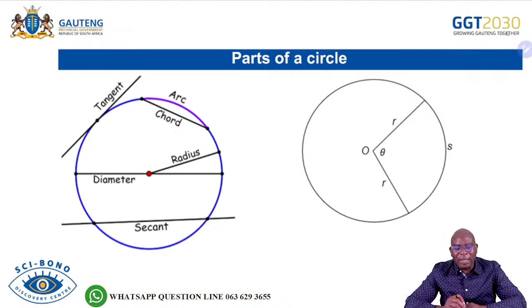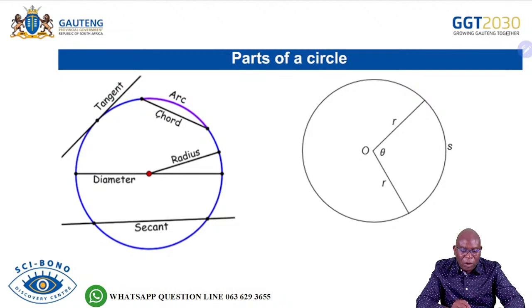So you need to understand what is a chord, where is the chord, how do we draw a chord, how do we look at a sector, what do I look at the segment, where do I get the segment, where do I get the sector, where do I get the arc length. So these are just parts of this circle that I've put in there so that we just remind ourselves about this.